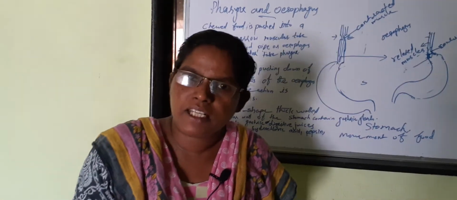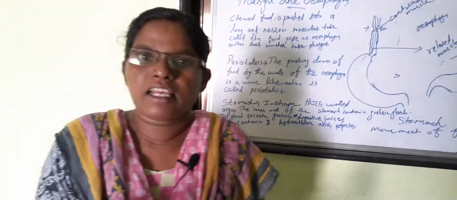Next one, the stomach. So where is the stomach? The stomach is in the abdomen. Which side? The left side of the abdomen.